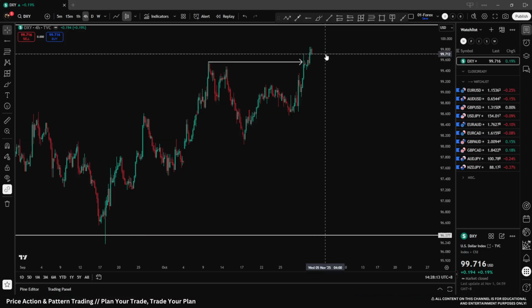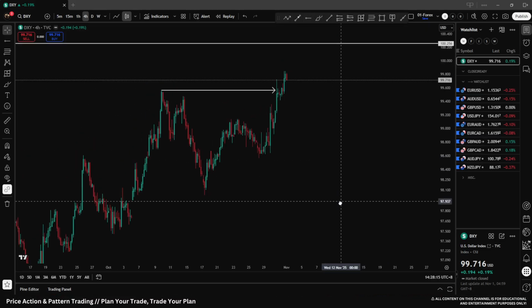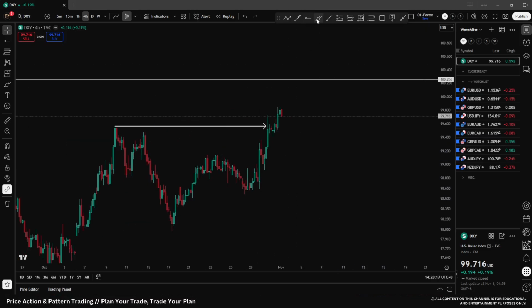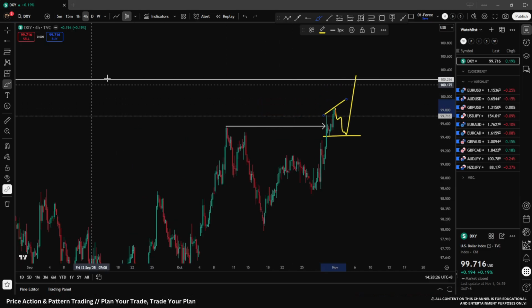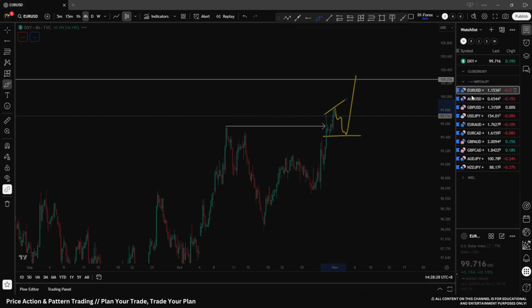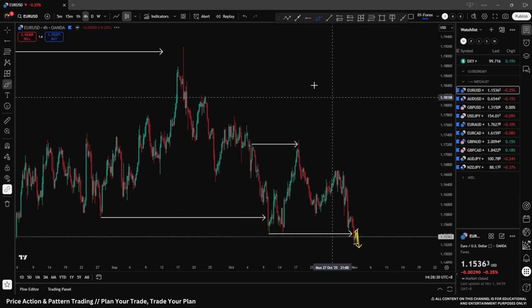I'm now looking for price to form a continuation structure here, preferably retesting this low in the form of a bullish continuation to then finish the run into the next major highs here. On Euro US dollar, that means we are looking for shorts.